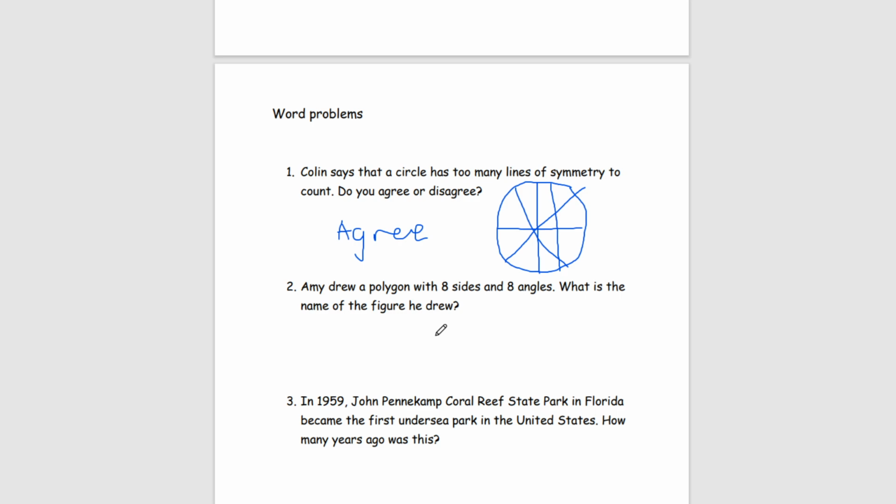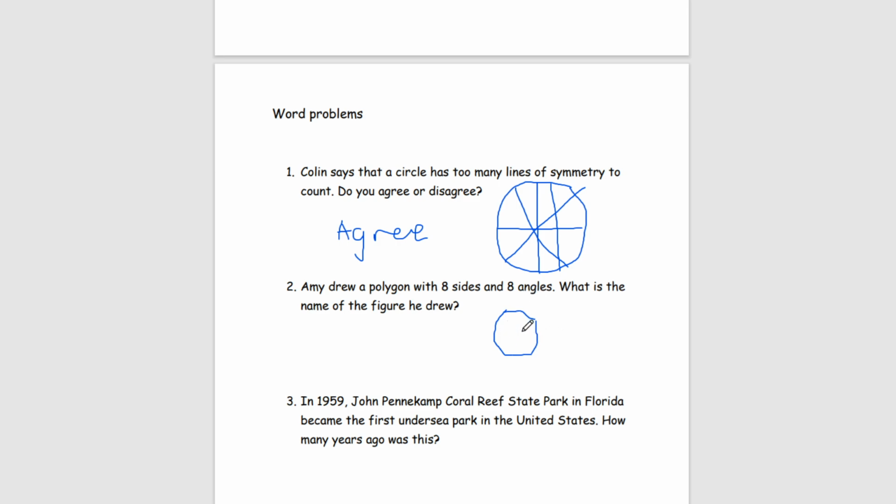Amy drew a polygon with 8 sides and 8 angles. What is the name of the figure she drew? So let's draw her polygon first. We know that there's 8 sides and 8 angles. So let's draw it out. 1, 2, 3, 4, 5, 6, 7, 8. Okay, obviously that is not perfect, but we can assume that I drew 8 sides.